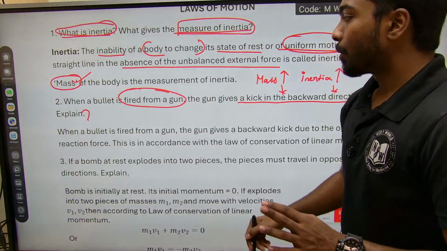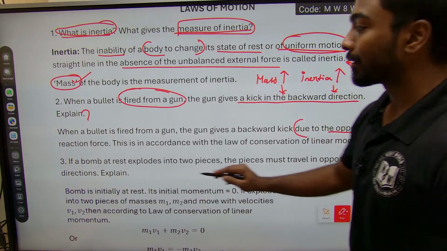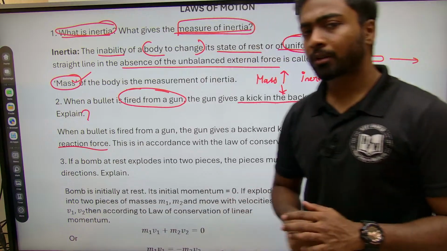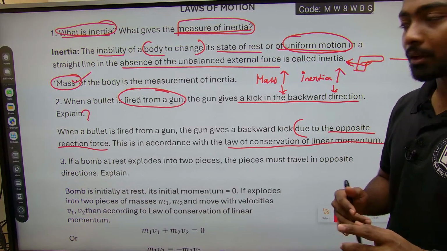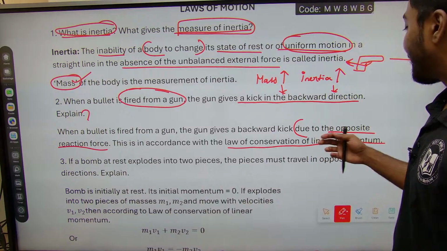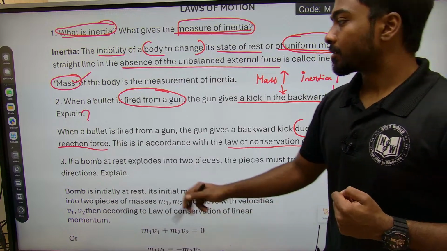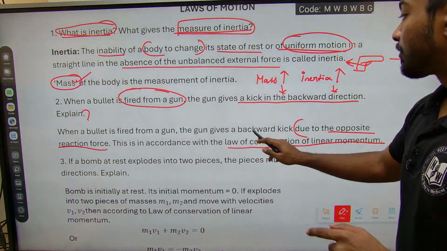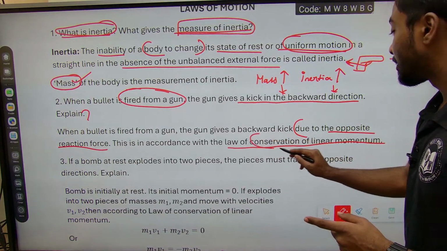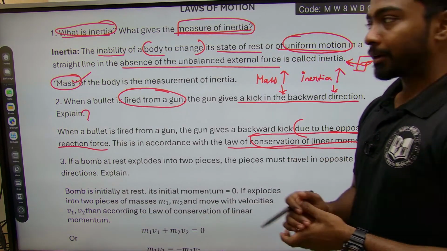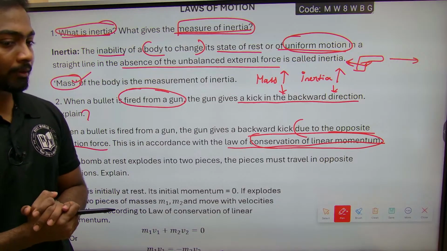When a bullet is fired from a gun, the gun gives a backward kick due to the opposite reaction force. Where have we studied this? This is in accordance with the law of conservation of linear momentum. This is where we studied equal and opposite forces, Newton's third law. So when a bullet is fired from a gun, the gun gives a backward kick due to the opposite reaction force, in accordance with the law of conservation of linear momentum. You can take a note of these first two questions and we can go for the next questions.